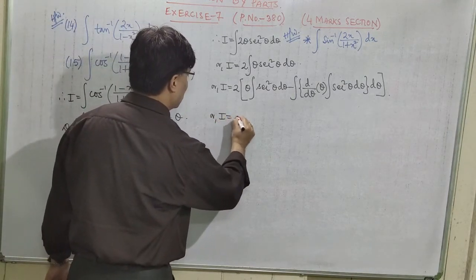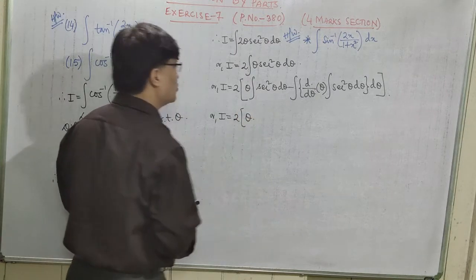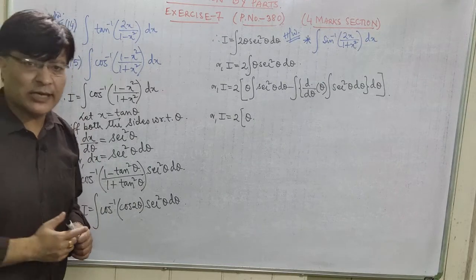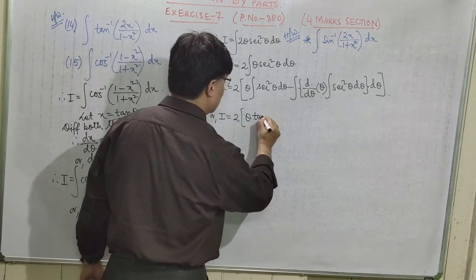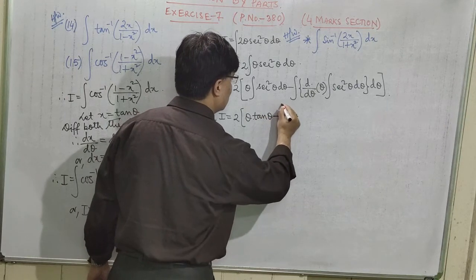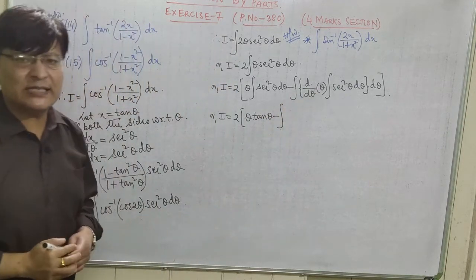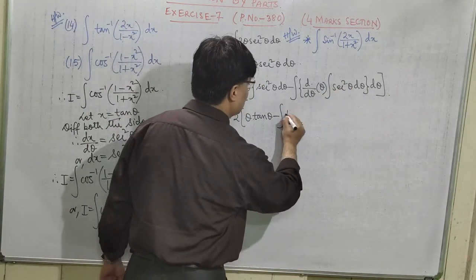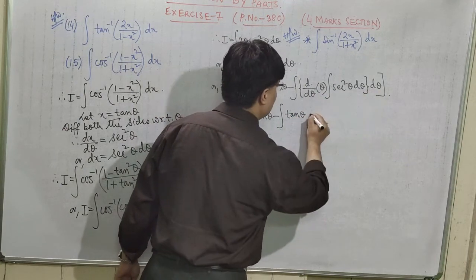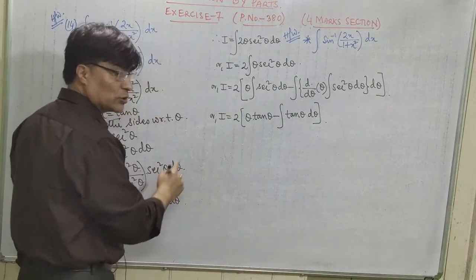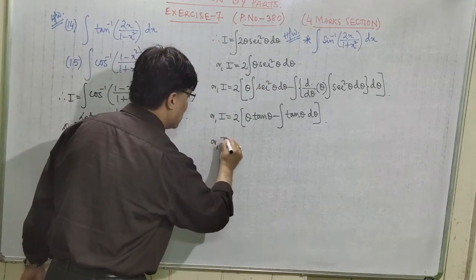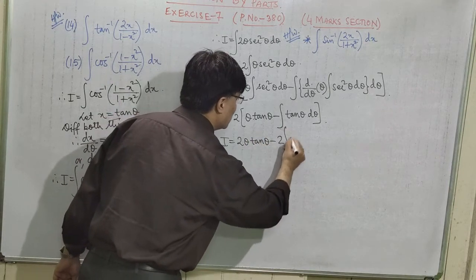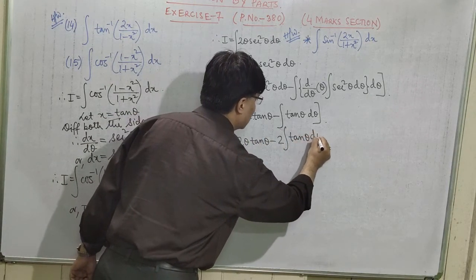Or I is equal to 2 within third bracket theta into, what is integration of sec square theta? That is differentiation of which function is sec square theta? That is your tan theta, right? That is your tan theta minus integration of, what is d by d theta of theta? That is your 1, okay? Again you have to integrate sec square theta d theta, that is tan theta. Then you can write down this d theta. Third bracket is closed. Now multiply by 2, open the brackets. I is equal to 2 theta tan theta minus 2 integral sign tan theta d theta.